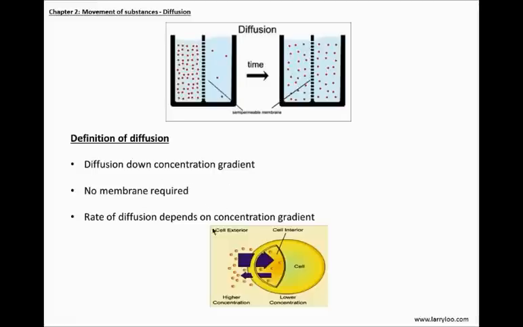The rate of diffusion depends on the concentration gradient, which means that as the concentration gradient increases, the diffusion rate will also increase. An example of diffusion can be seen in this diagram. This is a cell surface membrane which is semi-permeable to allow substances such as proteins, nutrients, and ions to diffuse through into the cell interior.